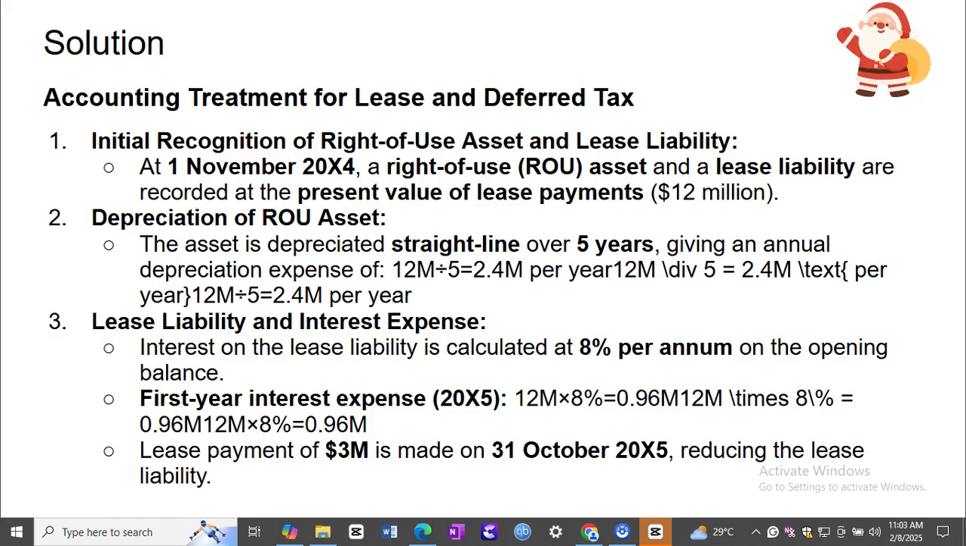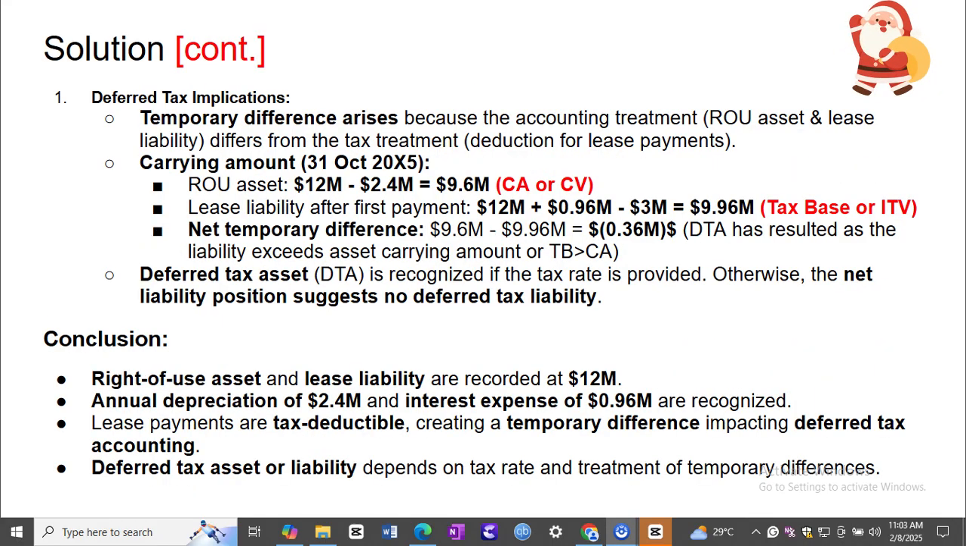Okay, so comparing the carrying amount of the ROU asset and the lease liability at the end of year one, the ROU asset is down to $9.6 million after depreciation. And the lease liability, which is basically our tax base in this case, is $9.96 million. You're on fire with those numbers. So we can see the lease liability is higher than the carrying amount of the ROU asset. Wait a minute, does that mean this lease is actually creating a deferred tax asset?